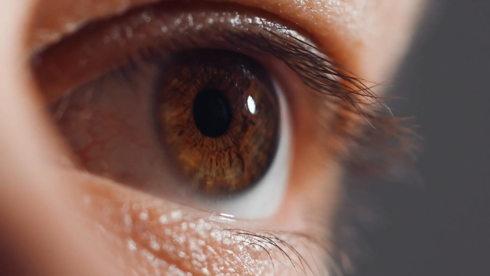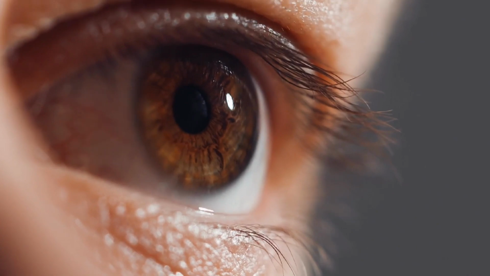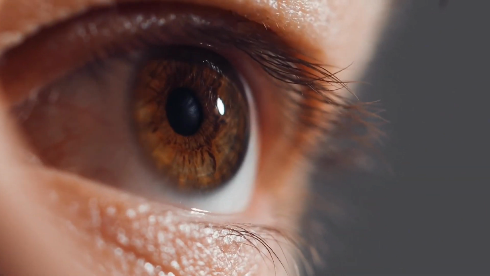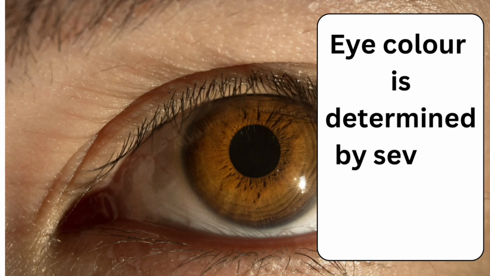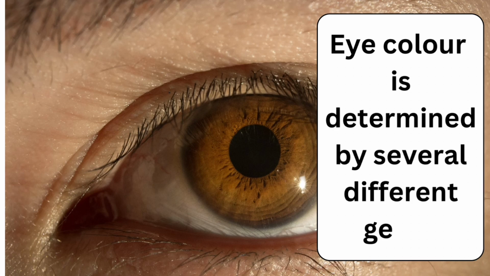Some of your genes are important for making the chemicals that make up the coloured part of your eyes. Our eye colour is determined by several different genes working together, and eye colour is an example of genetic variation.